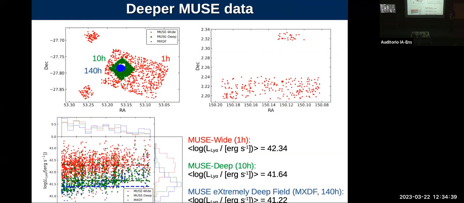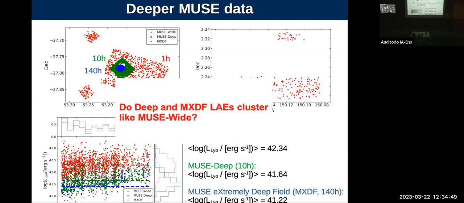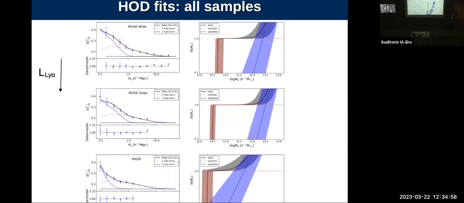Now we can go to the deeper surveys. We can go to MUSE-Deep and MXDF because, as I said, the different exposures will detect Lyman-alpha emitters with slightly different properties. So perhaps the different surveys will cluster in a different way. Perhaps not, but we want to check that. So on top, I show you again the results for the MUSE-wide survey. You have seen them before.